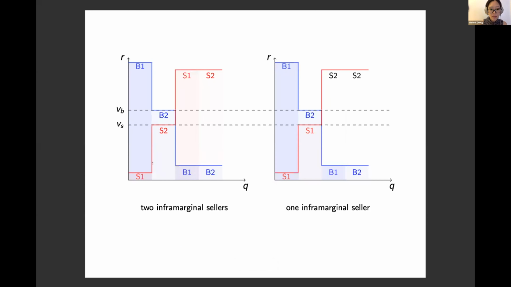And that is what happened on the left panel. And on the right panel, we can see that there is only one inframarginal seller here. Only seller 1 is inframarginal. Seller 2 doesn't have a reservation value lower than Vs.